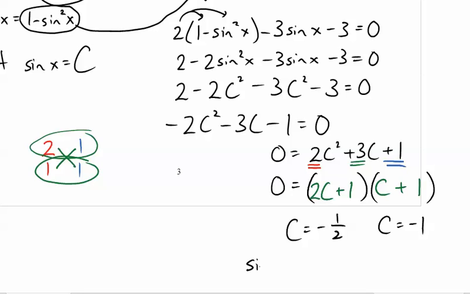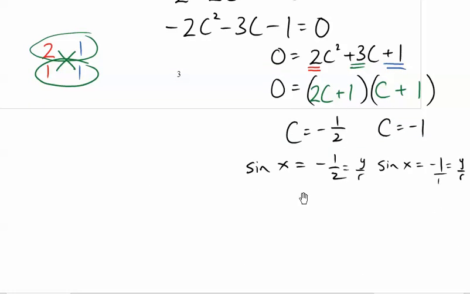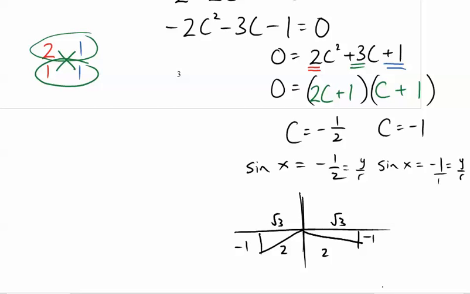So now I can put back the sine thetas. And now I can think of it in terms of y over r. So again, I'm looking at a 1, 2, 3 triangle. So y is the short side of the triangle. Y is -1/2, so it'll be the short side. That can happen in 2 places. 1, 2, root 3. And when sine is -1, that's when the y coordinate is -1. There's only one place where that happens.